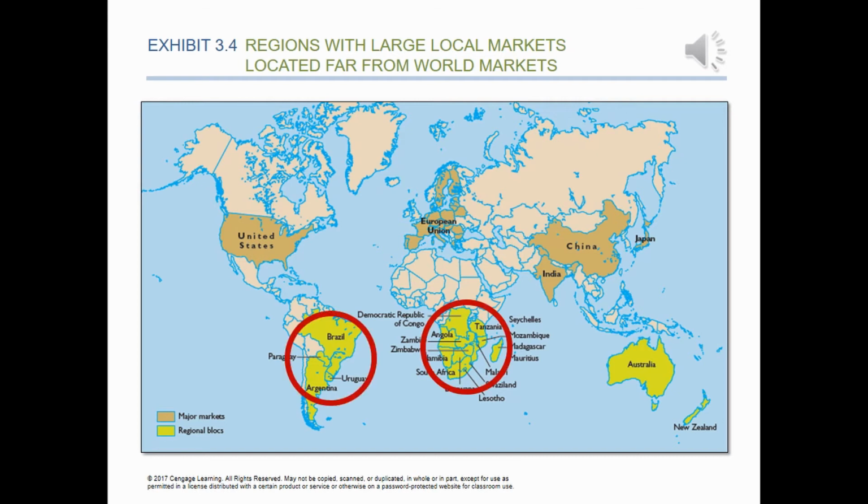So you see the countries in yellow, they are far from world markets, but they have potential. In other words, they can attract investment from these world markets, from the United States, from the European Union, to go to their country. As long as, of course, they have stable and competent infrastructure.